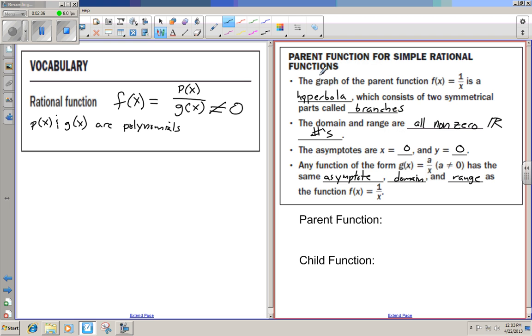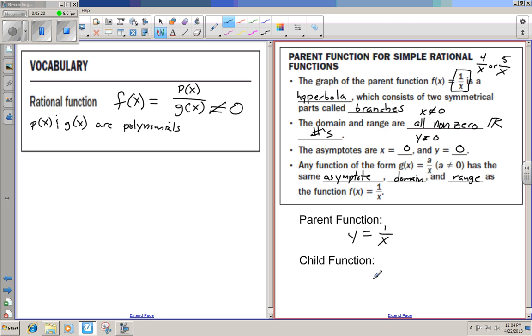Basically what this means is that for functions that look similar to this, meaning you could have 4 over x, or you could have 5 over x, anything that's just one number and just the variable x in the denominator is a parent function for a simple function. The asymptotes are always this. The domain and range are all non-zero real numbers. Basically what this means is you can say that x does not equal 0 and y does not equal 0. That's how this is set up. So again, the parent function basically is y equals 1 over x.